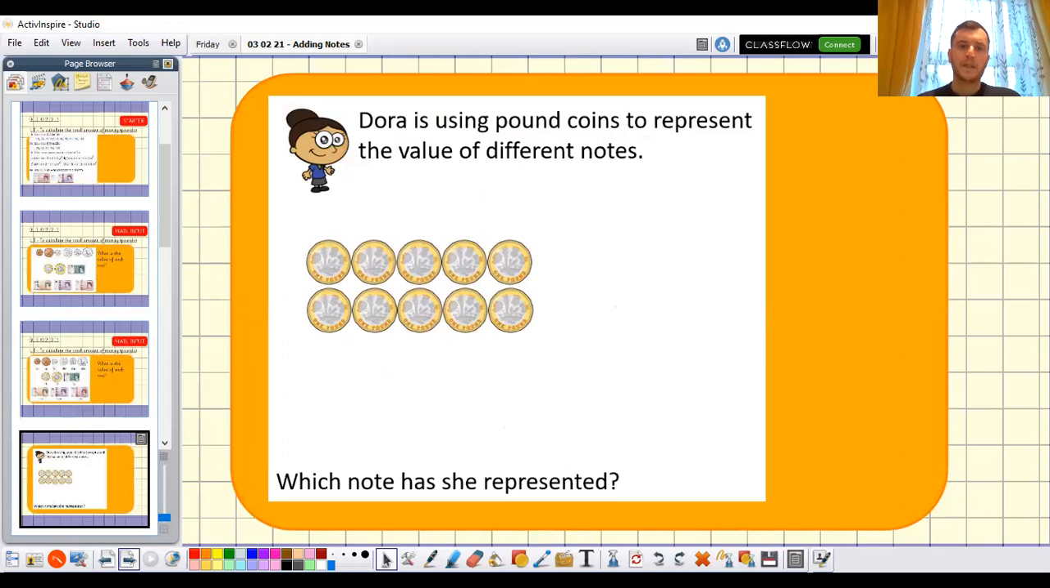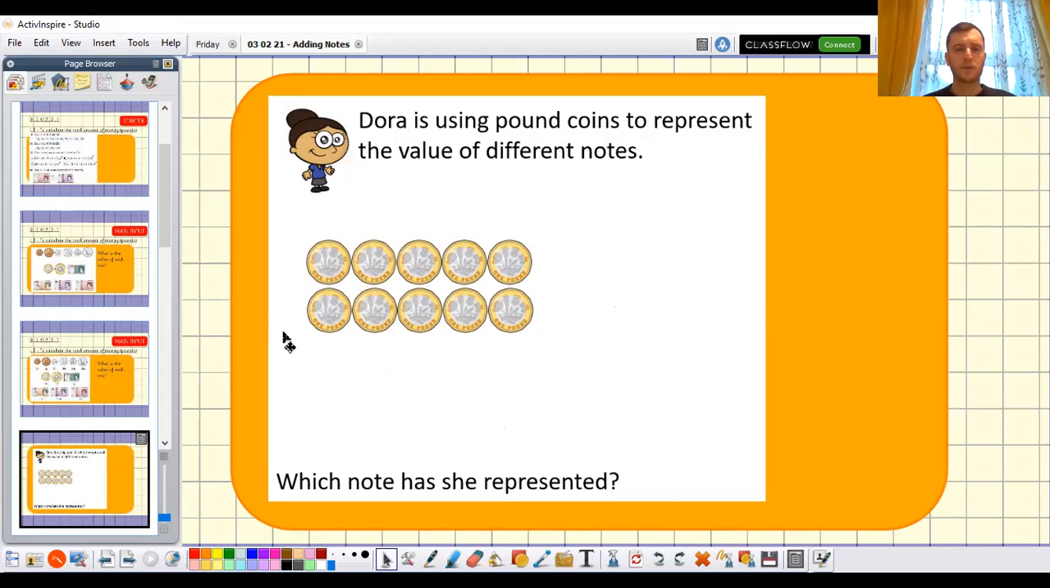Now, Dora is using pound coins to represent the value of different notes. So she's got 1, 2, 3, 4, 5, 6, 7, 8, 9, 10 £1 coins. Now the question is, which note could she use to represent that? Or which note could she change those coins for? Have a moment, have a think.